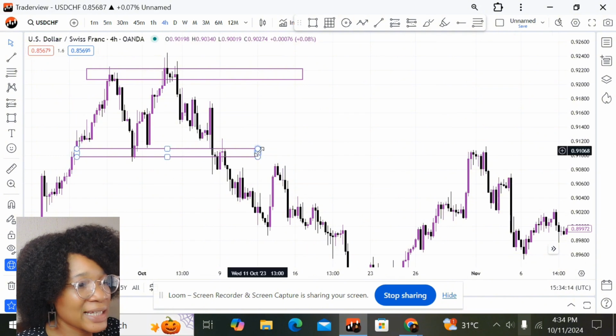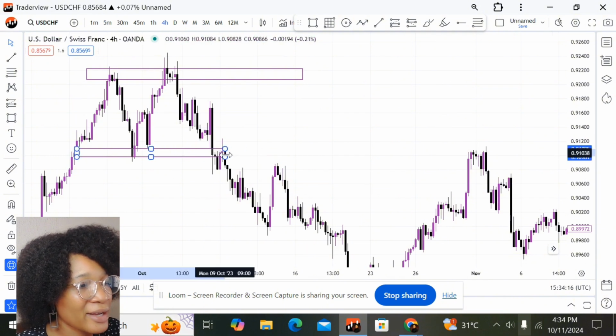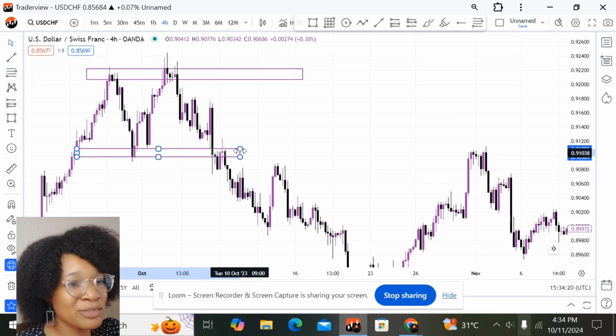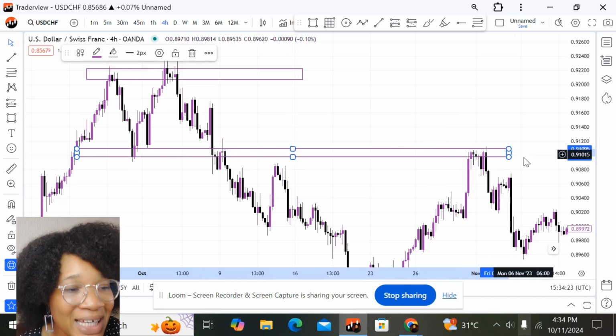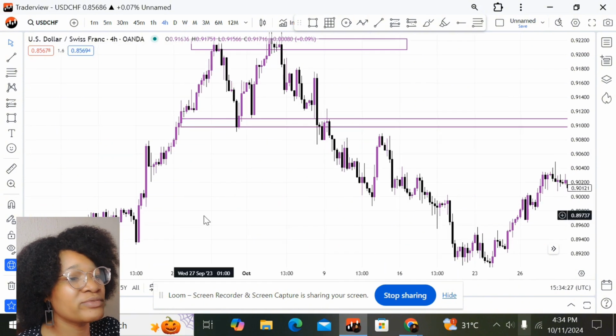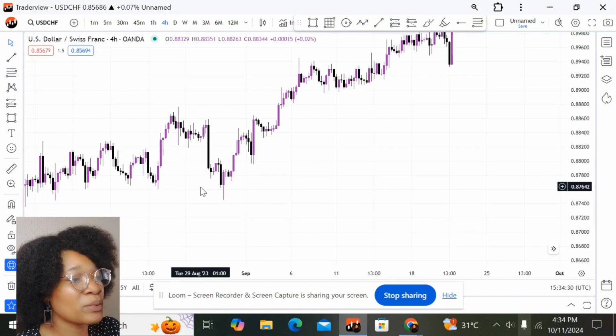It retested this neckline right here. And even if you missed out on that trade, even in the future, I think it still came back to retest that same zone. All right, so like I said, it is one very powerful way to spot them.